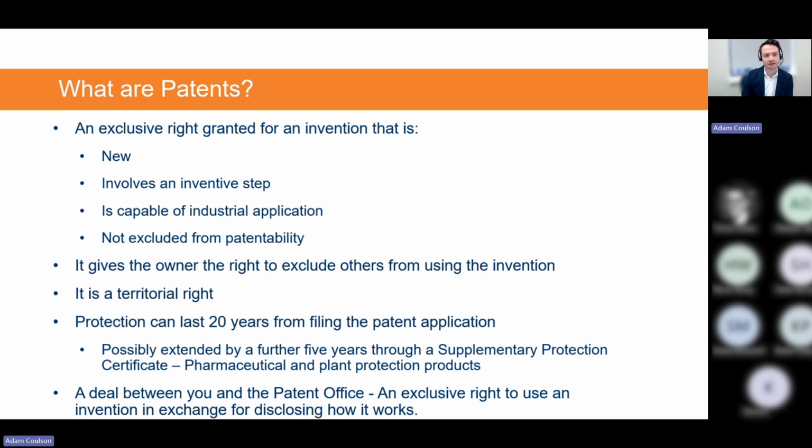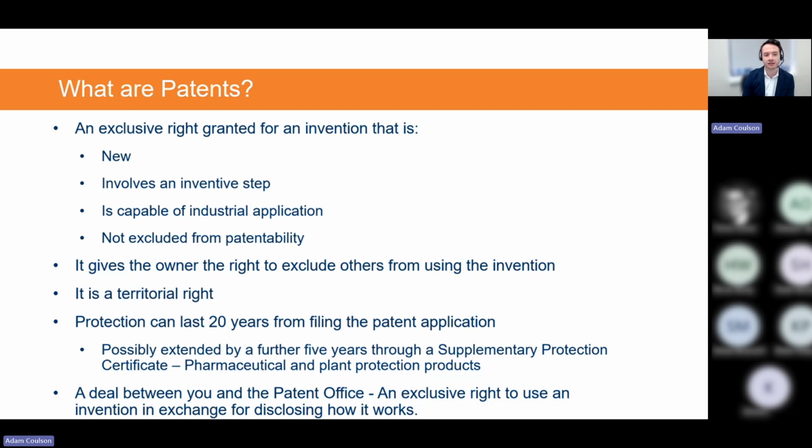A patent gives the patent owner the right to exclude others from using the invention. Now, this includes excluding others from making, selling, offering to sell, keeping, and importing the patented invention. Patents are territorial rights, and so they have legal effect only in the country in which the patent application is granted. For example, if you are the owner of a UK patent, then you have patent rights in the UK, but not in any other country.